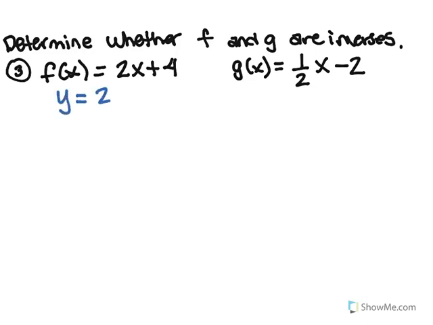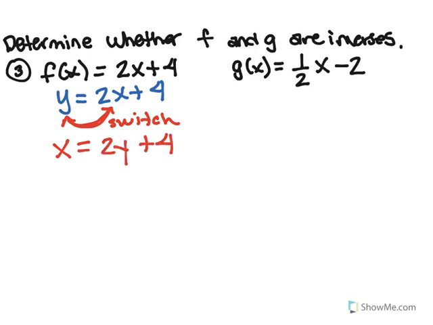So we know that f of x means y. And I'm only going to use the first function, so you don't have to reconstruct both of them. Just pick one. I'm going to do the first one. And we know f of x means y equals 2x plus 4. So I'm going to switch places, that's what we did with the t-charts. I'm going to switch places with x and y. So I'm going to have x equals 2y plus 4.